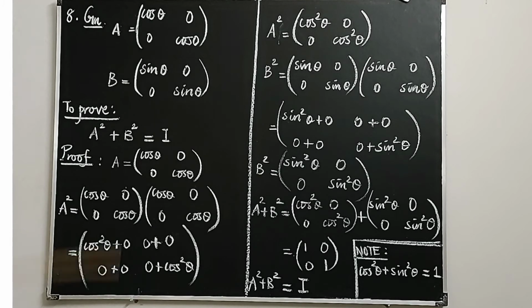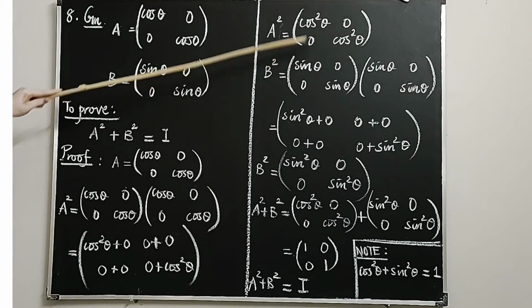You may think that if you directly square it, the same answer will come. For this sum it will come, but that's not a correct method of doing it. So if you want to find A square, you have to multiply A by the proper row by column multiplication method. Then B is equal to sin theta 0, 0 sin theta. How do you get B square? Multiply B by the proper multiplication method.